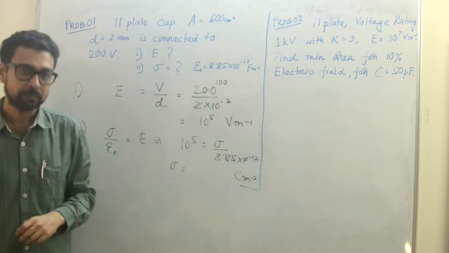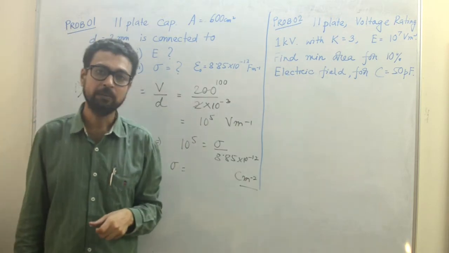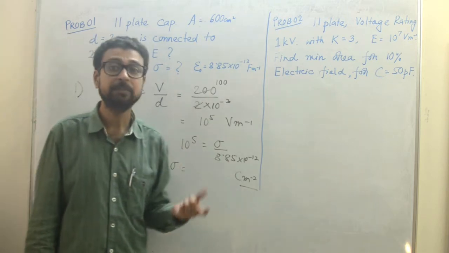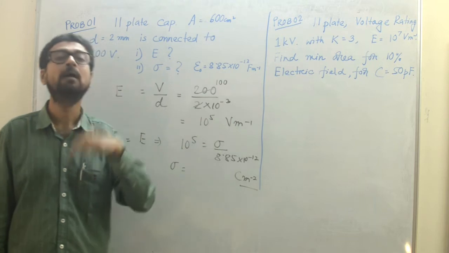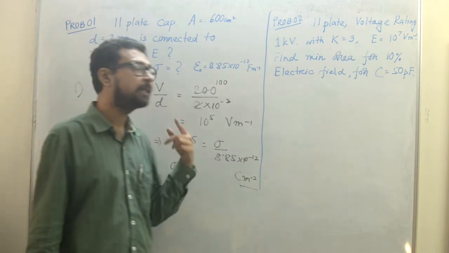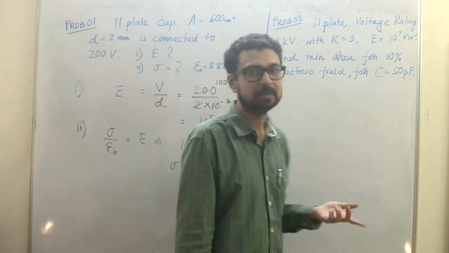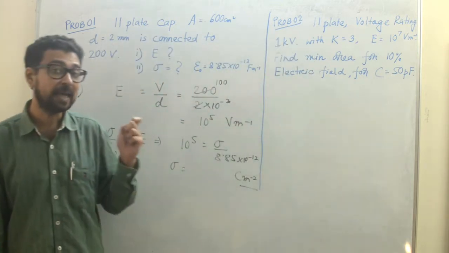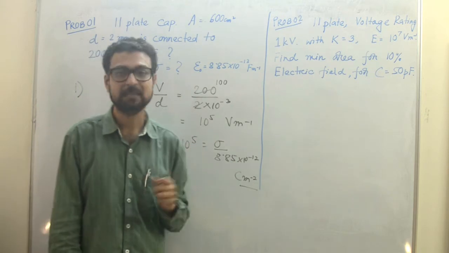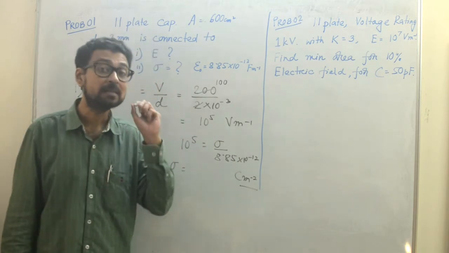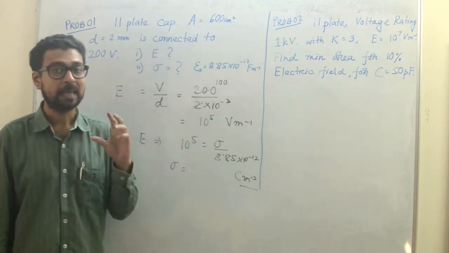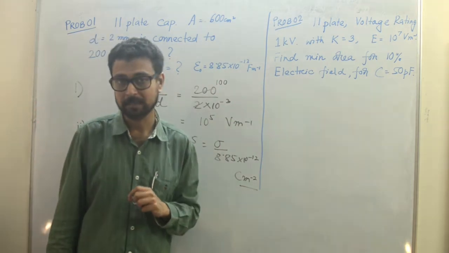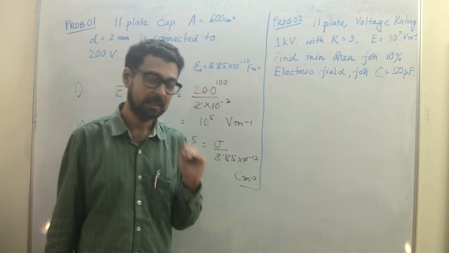So here they have given us a value for the capacitance. They have given us the value of the voltage rating, which is maximum. It shouldn't exceed 1 kilovolt, and it is also having a dielectric slab which is having a dielectric constant of 3, and 10% of the permissible electric field, which is 10 to the power 7 volt per meter, can be applied in between the plates of the parallel plate capacitor. These are the data they have given us.